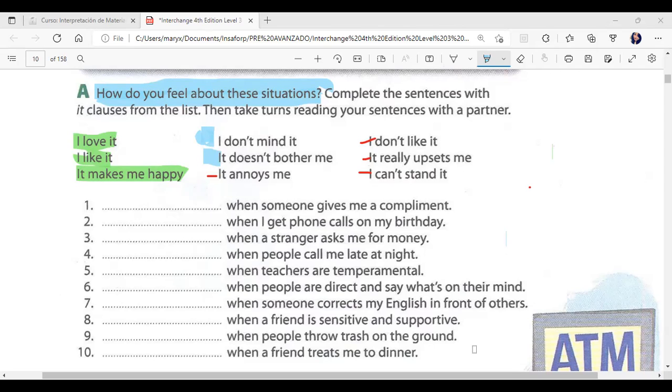And who am I missing? I'm missing two people, I think. Veronica, do you participate? Yes, teacher. Okay. Azucena, tell me your answer for number 7. I don't like it when someone corrects my English in front of others. Why? Well, no, except you, because you are my teacher, right? Except the teacher, of course. I mean others. Okay, very good.